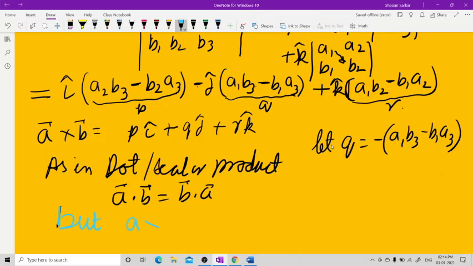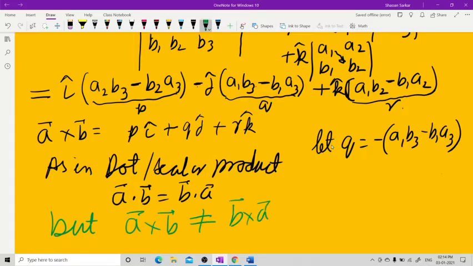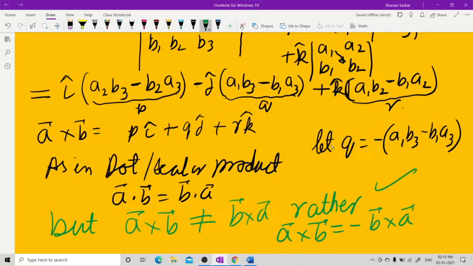But A cross B is not equal to B cross A. Rather, A cross B is equal to minus B cross A. This you need to keep in mind.